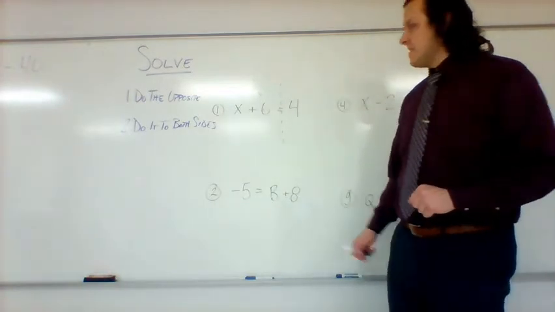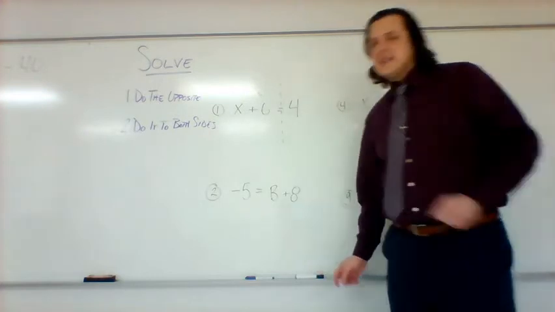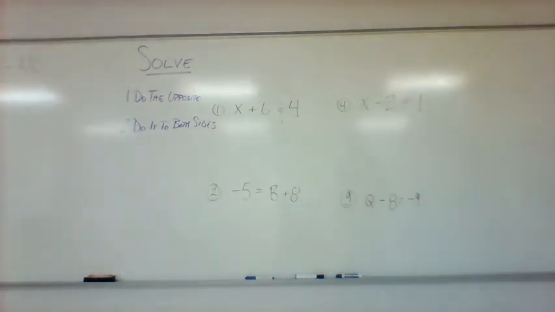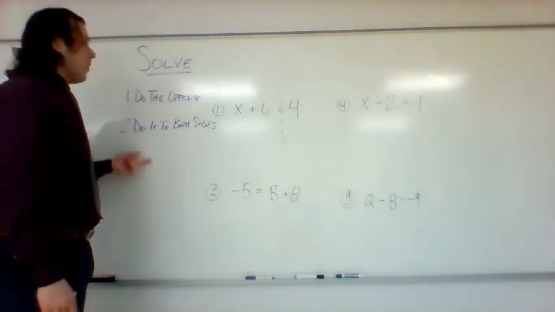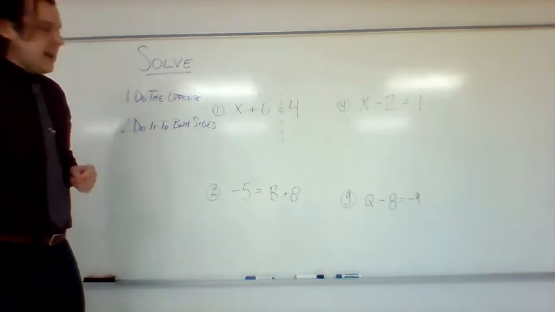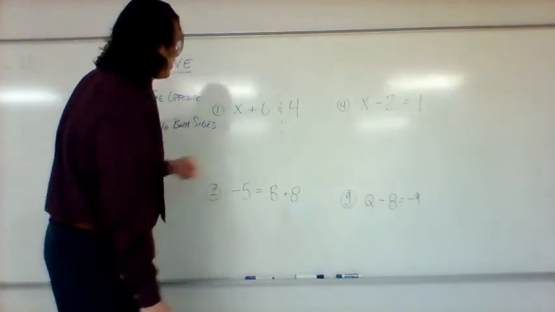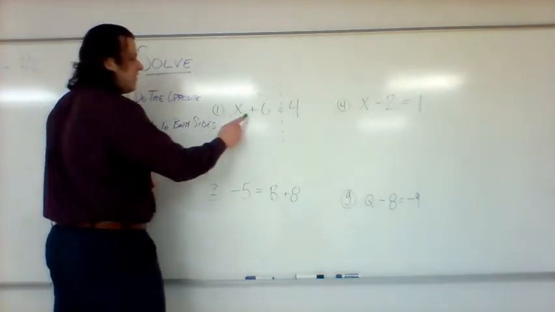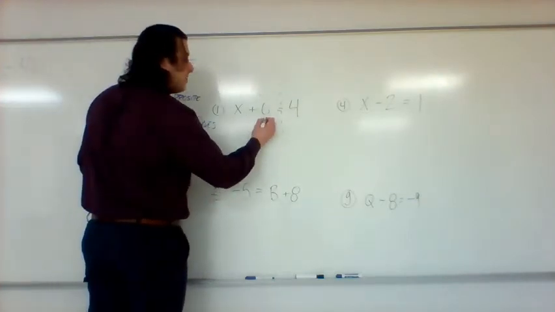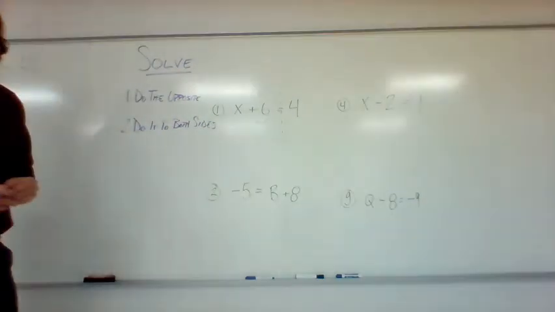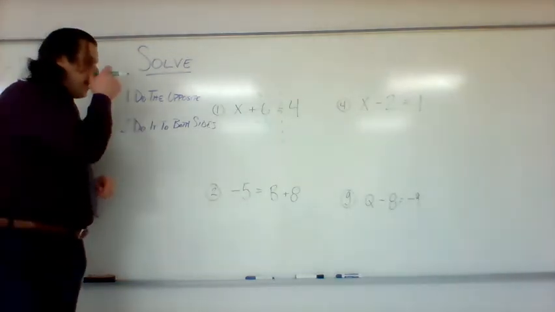So right now we have that pesky +6, and the +6 is just in the way. We need it to be gone. We need it to get out of this problem. So what I'm going to do is follow my steps. I'm going to do the opposite, and I'm going to do it to both sides. So right now I have a +6. What is the opposite of +6? Well, the opposite of +6 is -6. All right, so that's the opposite.